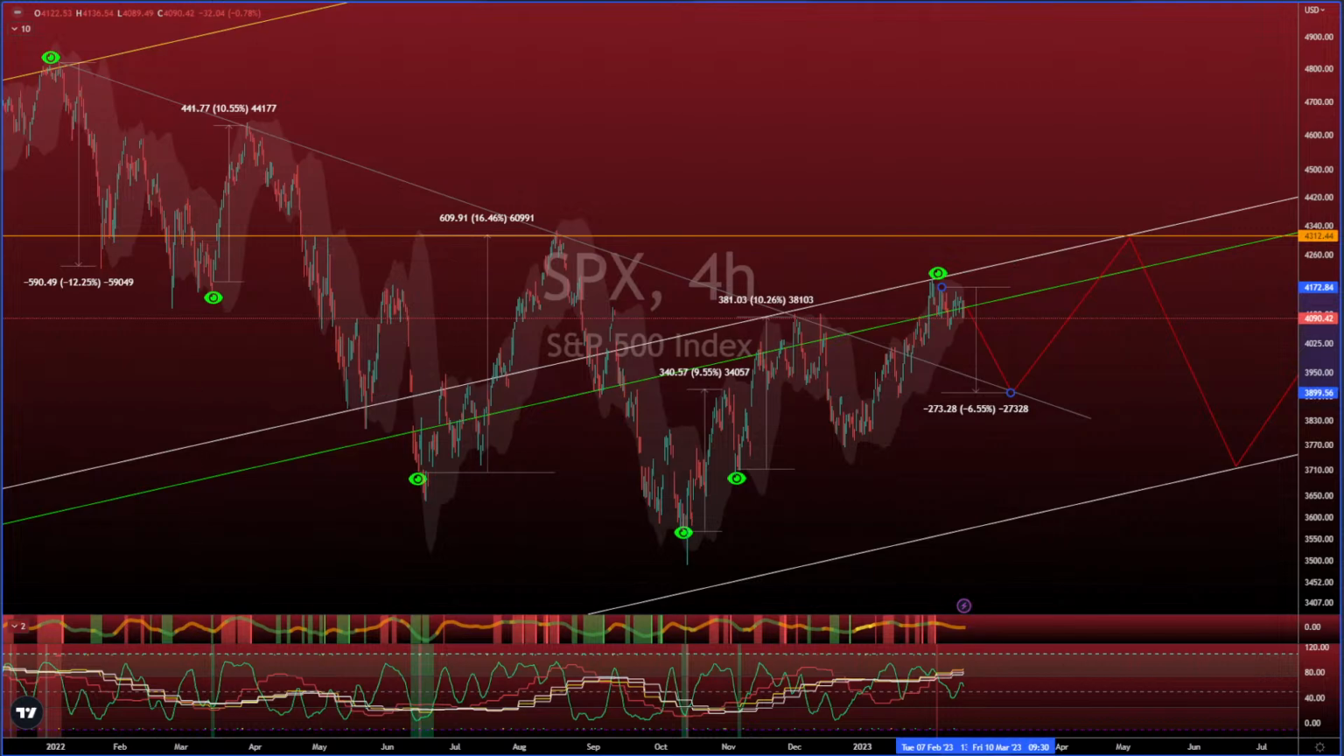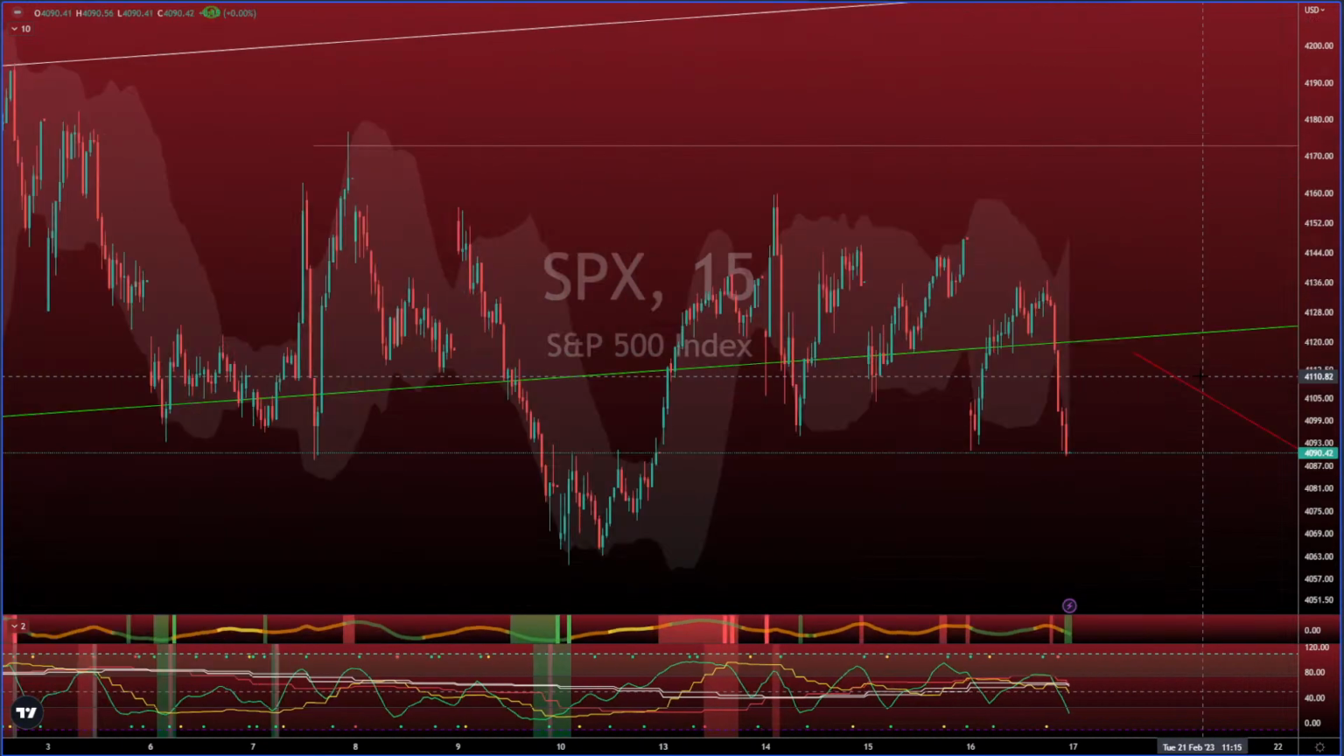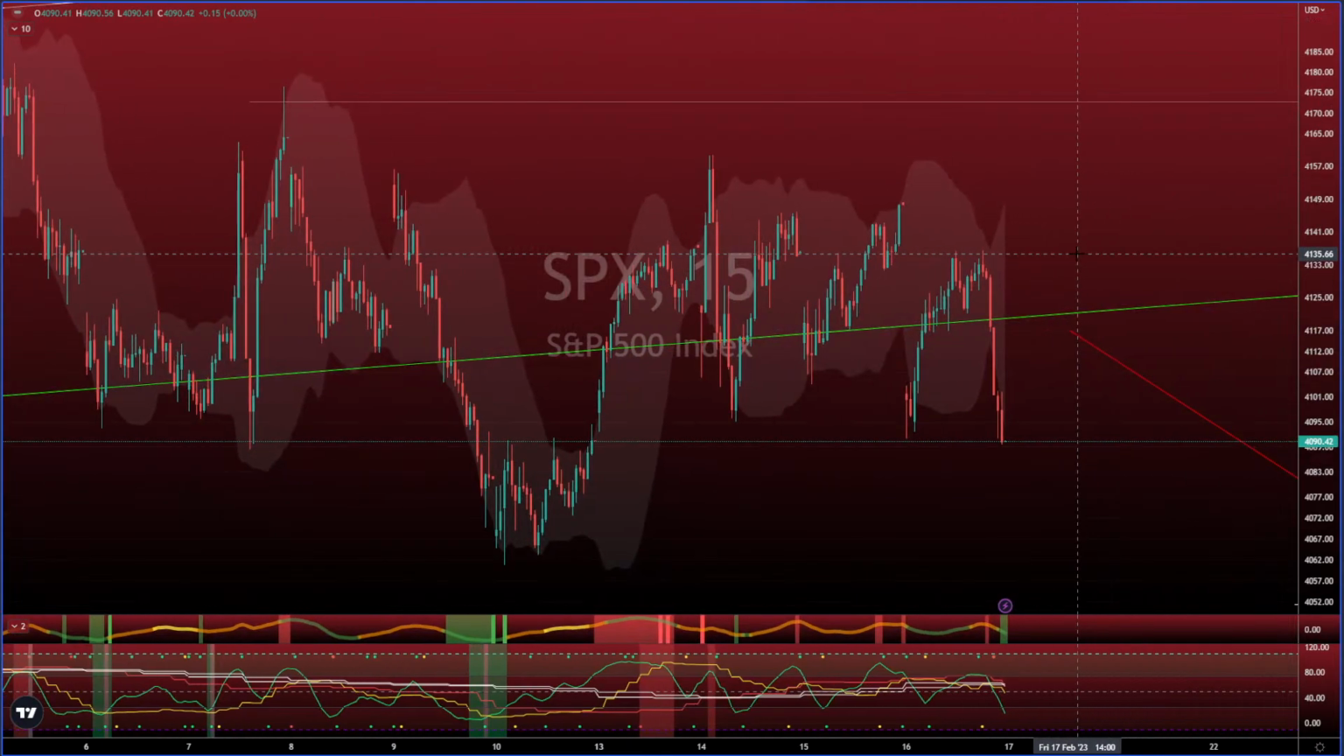But the price action yesterday, if we take a look at the actual cash session, was not good. Take a look at this 15. We had a major gap down. We had a good rally, but it was completely given back. The entire day has been given back.